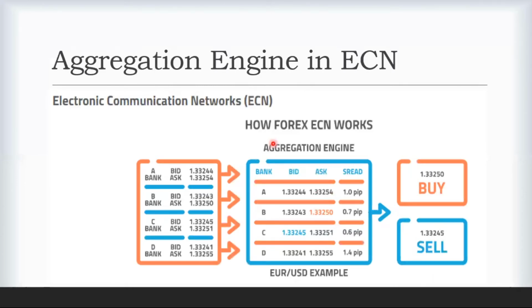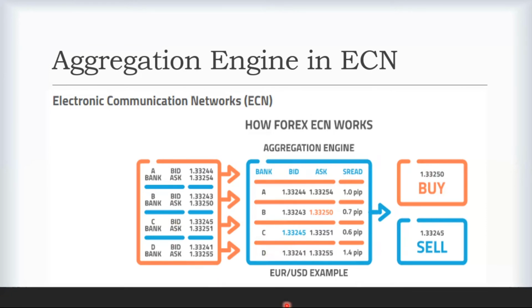If we come to the ECN and how it works, the ECN broker has an aggregation engine. So how does the Forex ECN work? He has an aggregation engine. It's an electronic system that compares the 14 bank prices and gets you the best price from one of the 14 banks. And when you make your order, you can buy and sell at the best price from the full 14 banks.